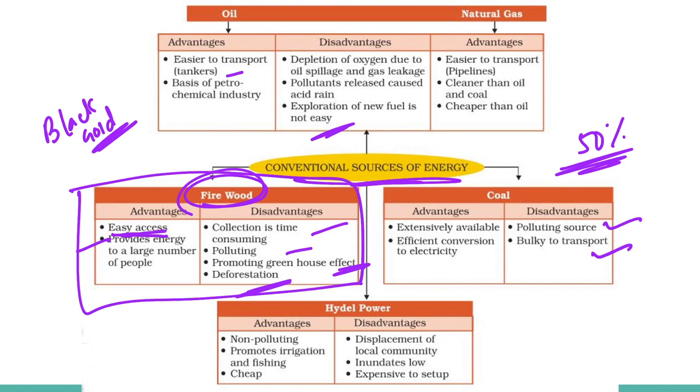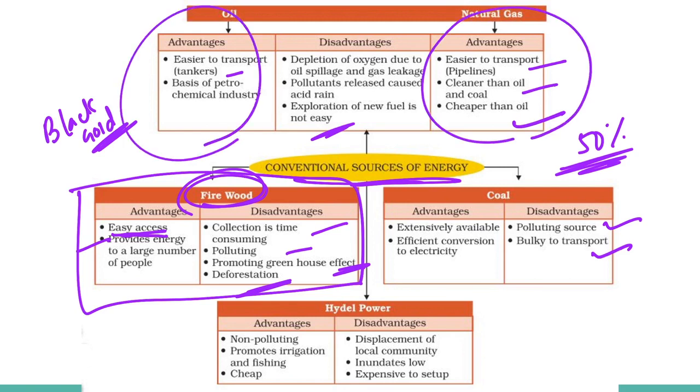Natural gas is found with petroleum deposits and it is released when crude oil is brought to the surface, and it can be used as a domestic and industrial fuel. Russia, Norway, UK and Netherlands are the major producers of natural gas. The advantages of natural gas are: it is easier to transport through pipelines, it is cleaner than oil and coal, and it is also cheaper than oil. The disadvantage of natural gas is similar to that of oil.